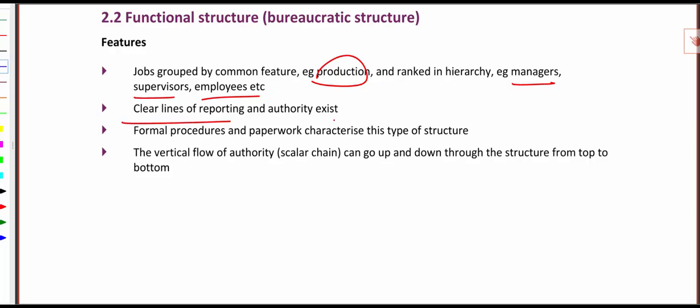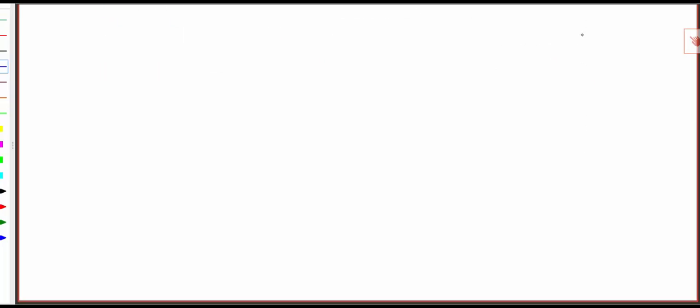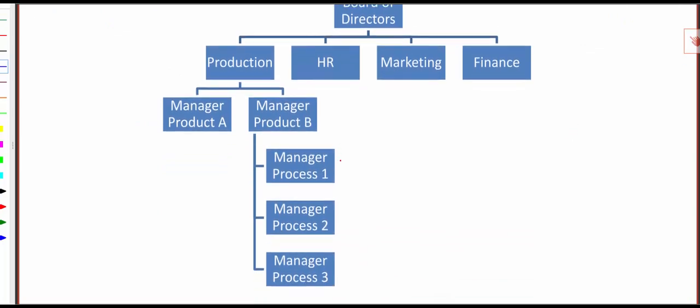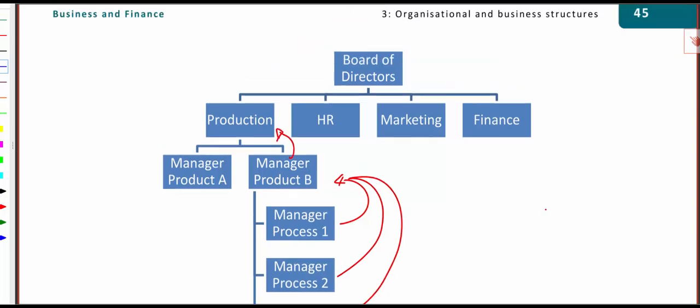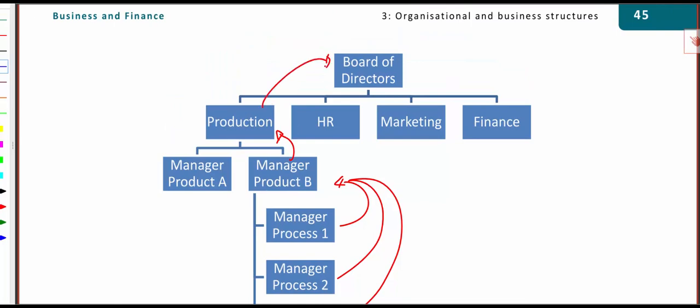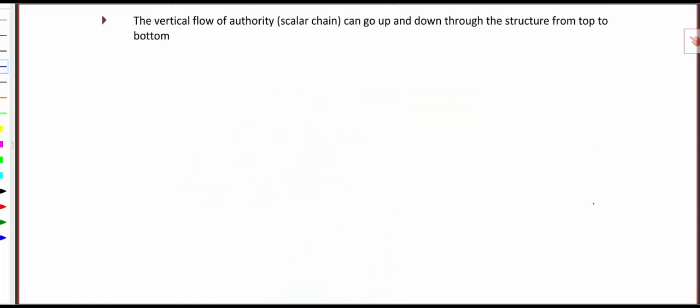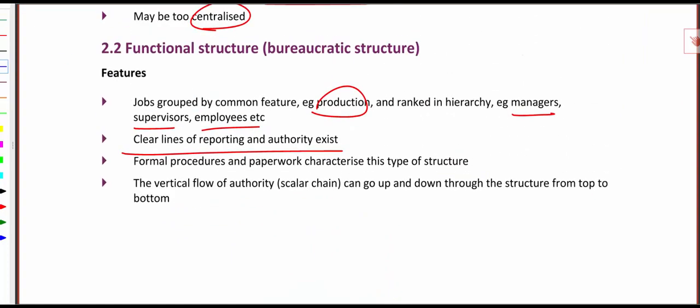What are the features then? Clear lines of reporting. So if we have a look at our diagram, I can see, yep, absolutely, these three people report into manager for product B, and then they report into the production manager overall. They perform a report up into the board of directors. So very clear lines of authority. Formal procedures and paperwork characterize this type of structure, so it's very organized.